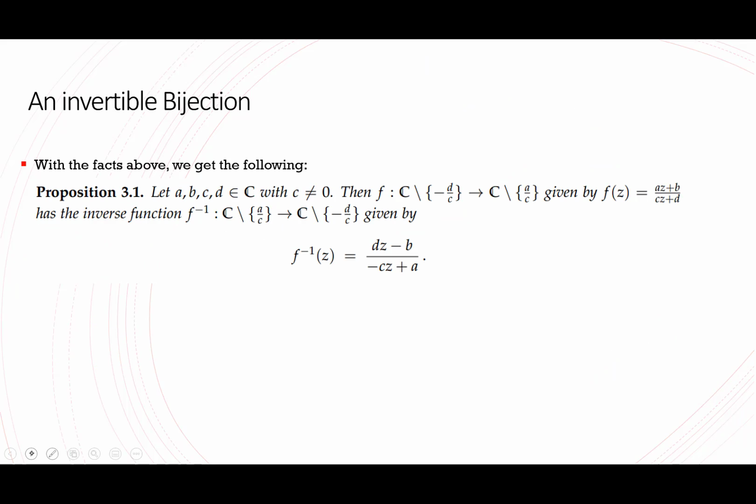So with the facts above, we get the following. Basically we get an invertible function, meaning it has an inverse: a bijection, one-to-one and onto. So let a, b, c, d be complex numbers with c not equal to 0, so we're not just dealing with a nice linear function. Then the function f from C minus {−d/c}, because we don't want to blow up, to C minus {a/c}, we don't want a/c because, like we just said, that's not an output. So then the function from C minus {−d/c} to C minus {a/c}, given by our linear fractional transformation, is a bijection.